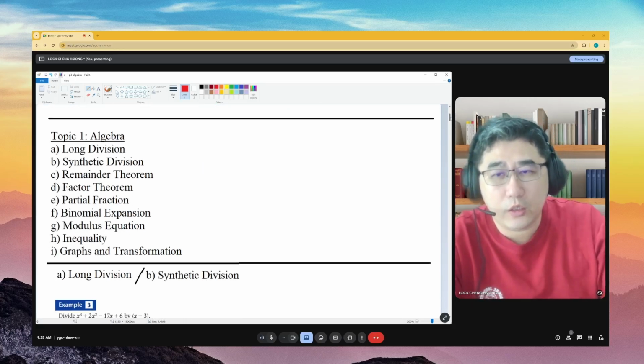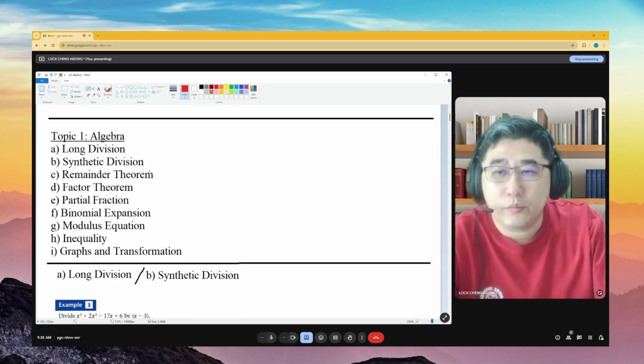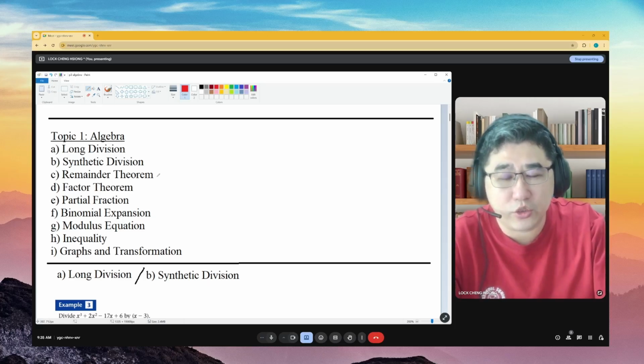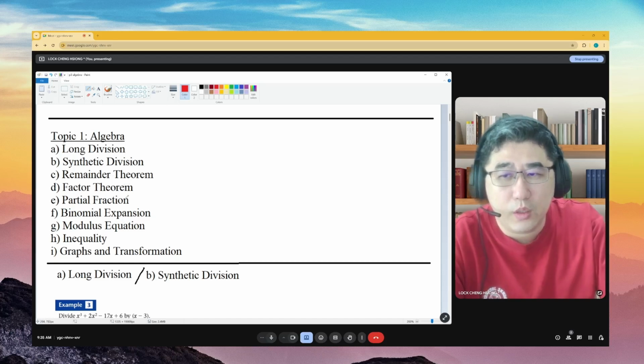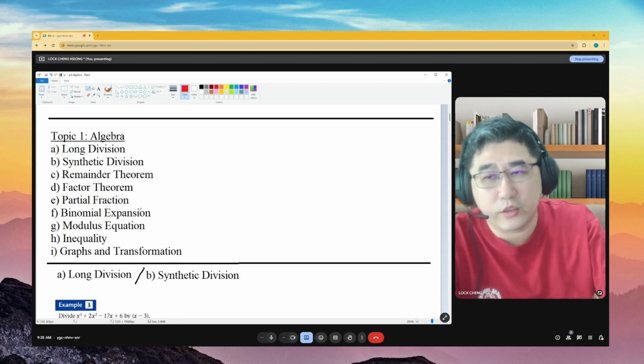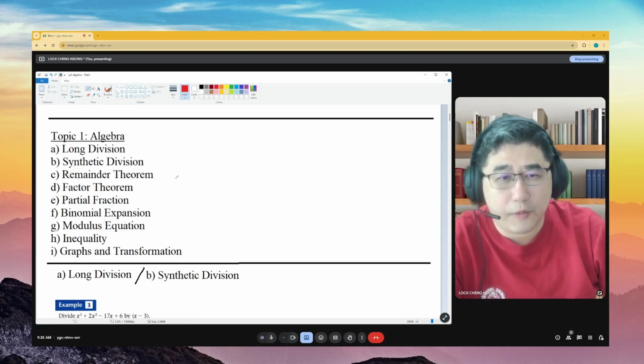Topic 1 will take some time, because it's actually the basic. We just want to make sure that students are okay with the basic. So I split it into A to I: long division, synthetic division, remainder theorem, factor theorem, partial fraction, binomial expansion, modulus equation, modulus inequality, and graph and transformation. Of course, graph and transformation does not really fall under the algebra part, but it will be very helpful when you are dealing with the questions.